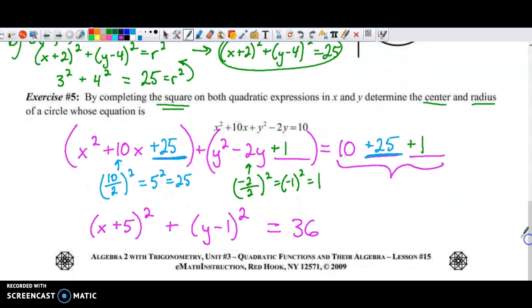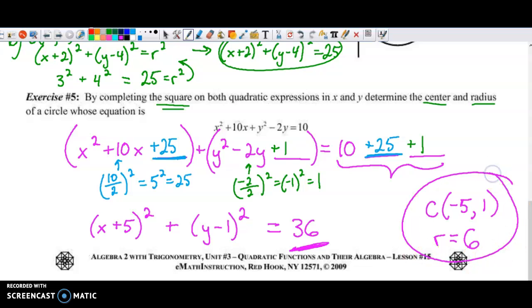It's in a very, very nice form where the center is negative 5, 1, and the radius, because remember this is r squared, has to be 6. And you should be ready for the homework now.